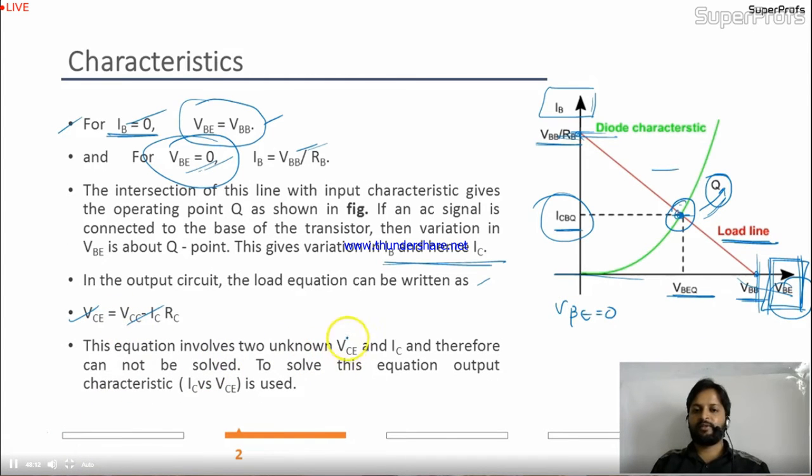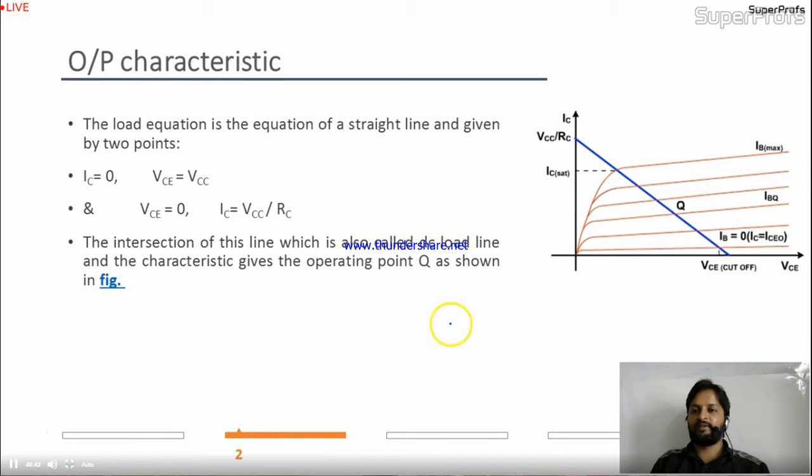This equation involves two unknowns, VCE and IC. So definitely your load line will be dependent on VCE and IC. Your output characteristics will be between VCE and IC, and therefore it cannot be solved directly. Okay. To solve this equation, the output characteristics IC versus VCE is used. Now the output characteristic is drawn between IC and VCE. So this is VCE and this is IC. These are the variations in IC with VCE.